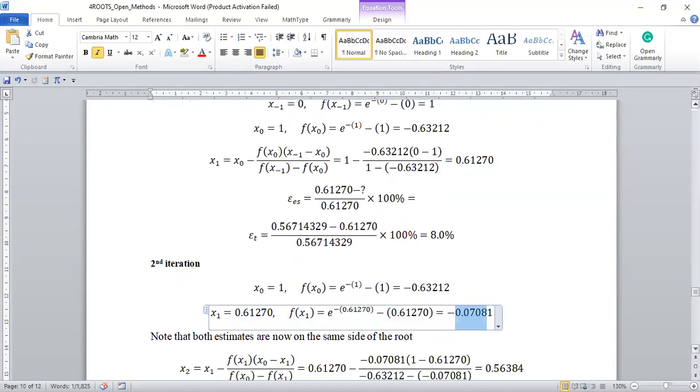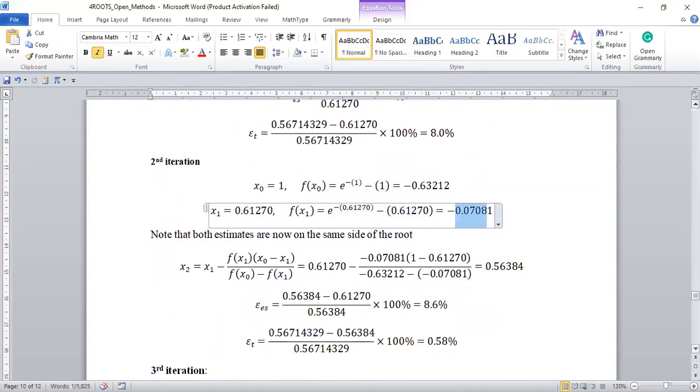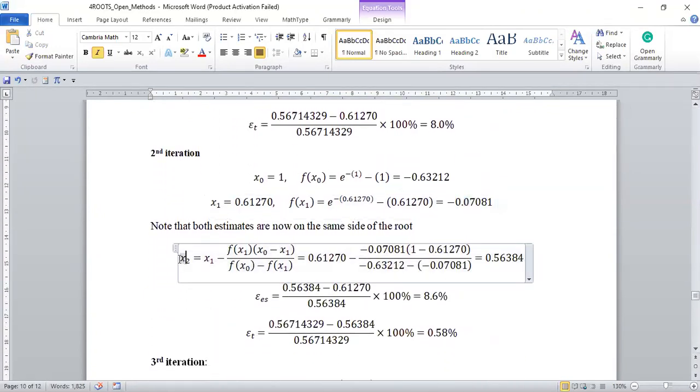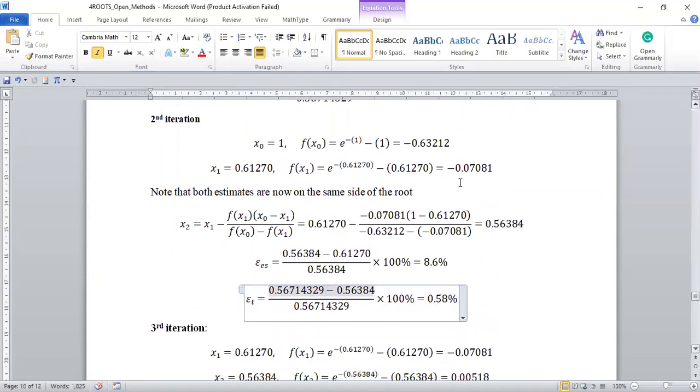Then you would evaluate the root at x2 using this formula. So you already have everything you need. Then we arrived at this. You track the estimated error and the true error. You go to the next iteration.